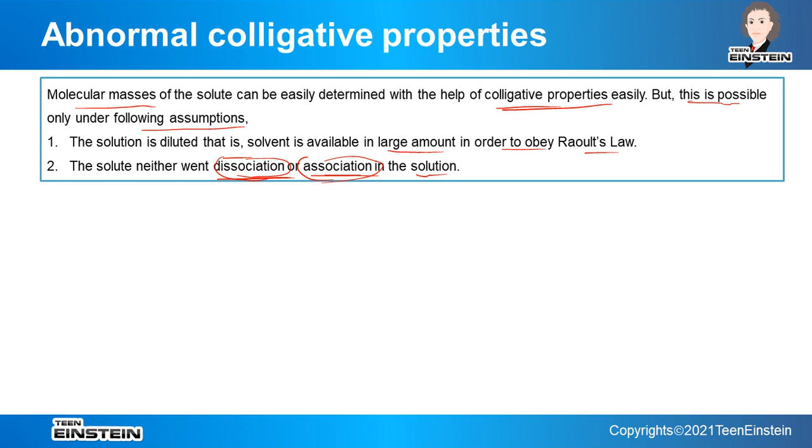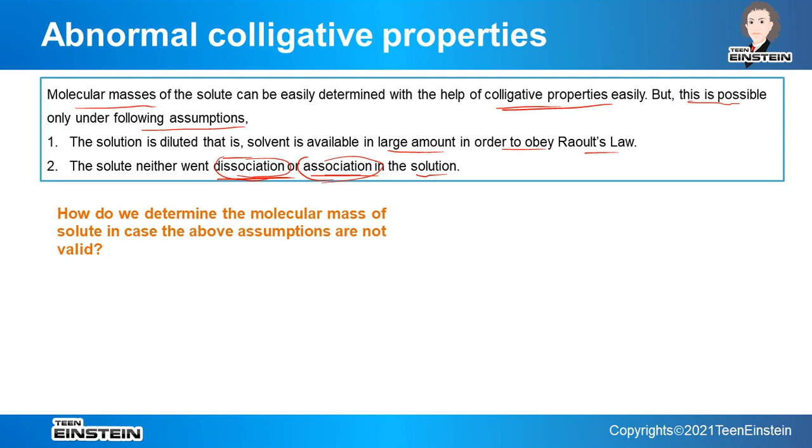When there is dissociation or association, we cannot get the correct value. So there must be some other ways so that we can remove this problem. How do we determine the molecular mass of solute in case the above assumptions are not valid, especially the second point, that is dissociation or association? If it is a non-electrolyte, it is fine, but if it is an electrolyte, that means it will dissociate. Then what will we do?